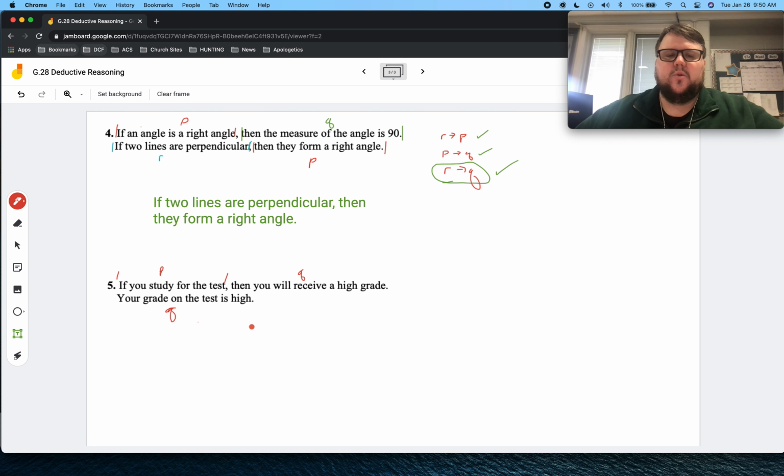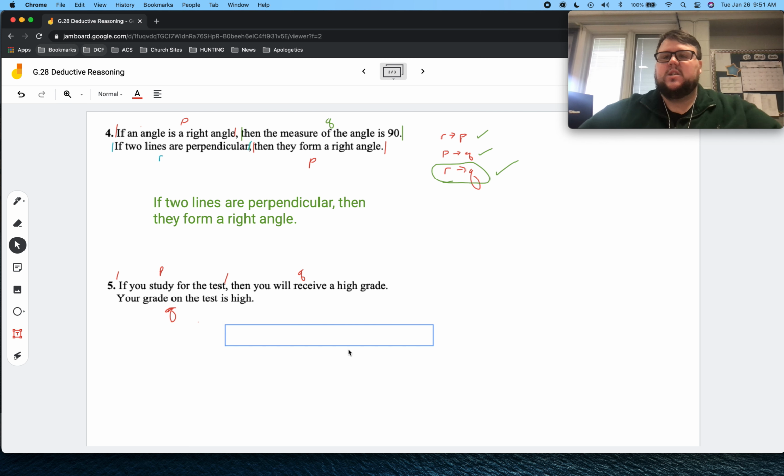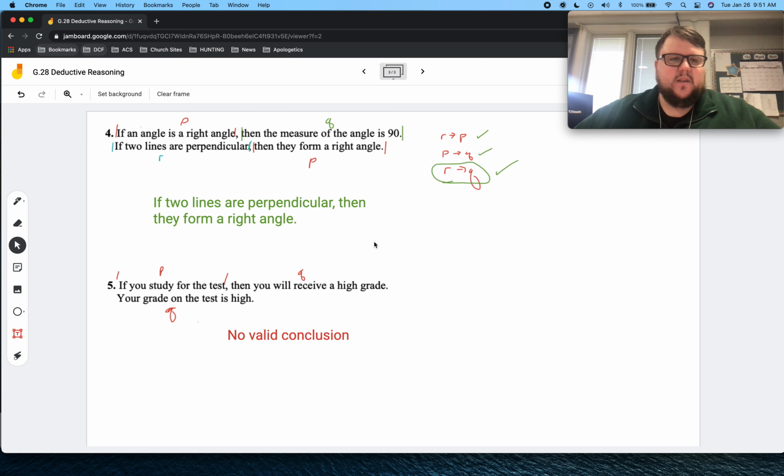So really, we don't have enough information to do anything with this. Since your grade on the test is high, well, it could be because you just knew the material, not because you studied. You could have got lucky. It could have been multiple choice. There are so many different factors, so there's no valid conclusion here. And that's it. That's deductive reasoning with the law of syllogism.